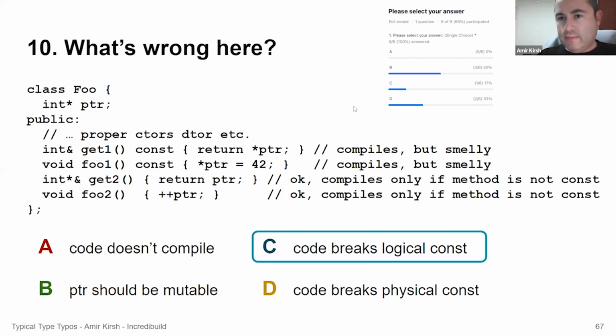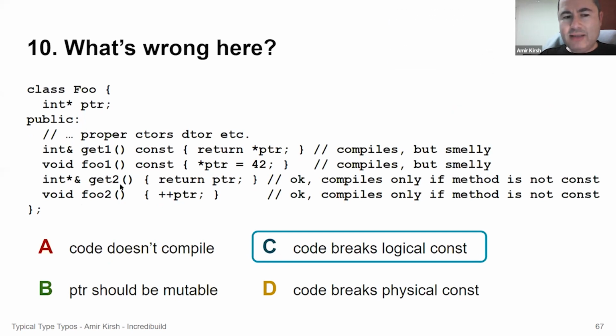The code compiles, and the last two compile because the method is not const. Get2 says, okay, I'm returning PTR. By the way, this is also smelly code. Why? Because here I have a getter that returns a data member by reference. Not so nice. Don't do that. But let's focus on the first two lines.